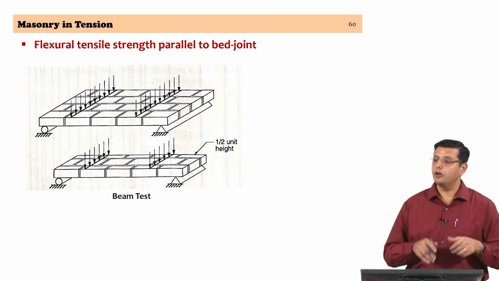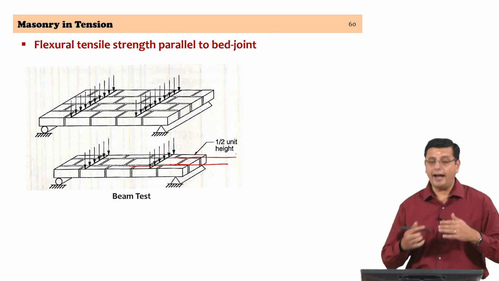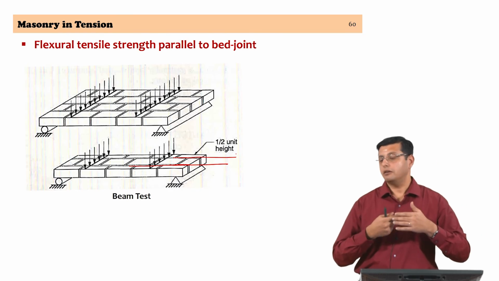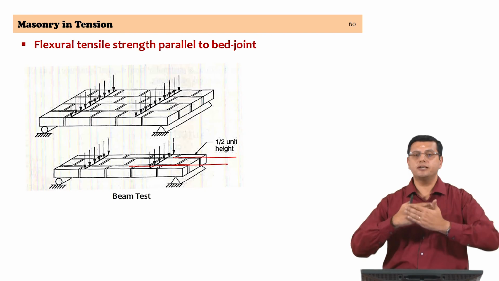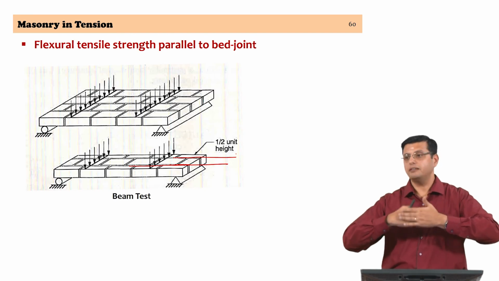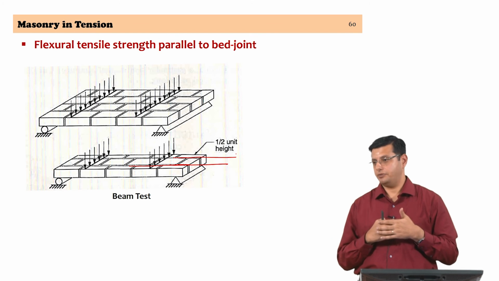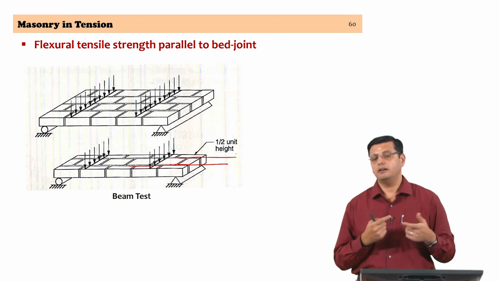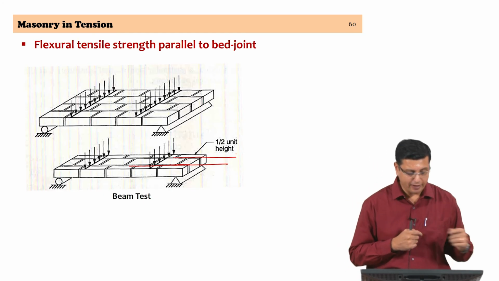But now, because of the bending, you will appreciate that in these joints, as the wallet bends, those joints will be subjected to tension or shear inducing tension parallel to the joint itself. So, this test is something that can help you estimate what the flexural tensile strength parallel to the bed joint is.